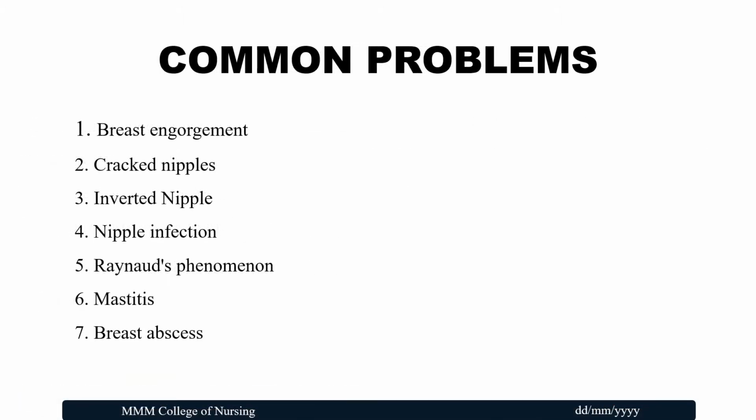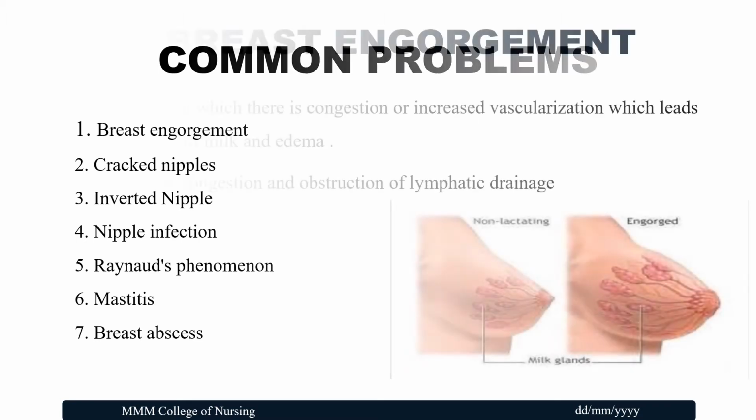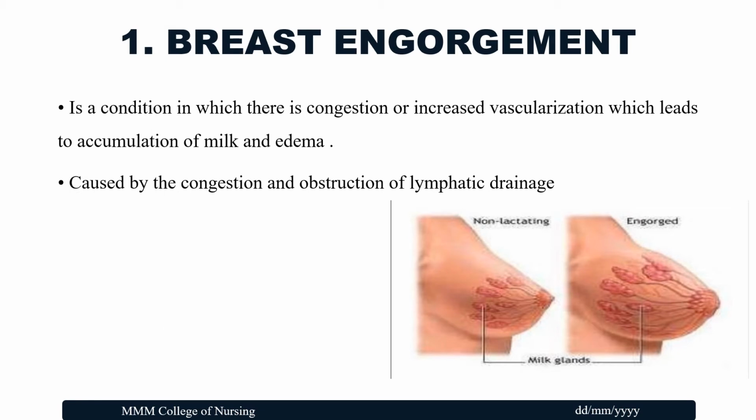The common problems are breast engorgement, cracked nipples, inverted nipple, nipple infection, Raynaud phenomenon, mastitis, and breast abscess. These are some of the breast complications during the postnatal period. We will see them one by one. The first one is breast engorgement.